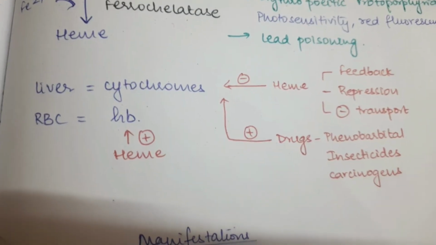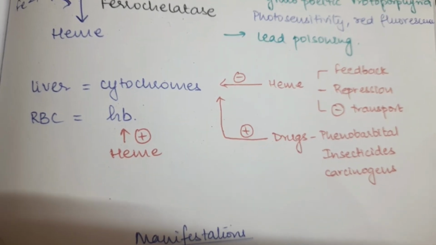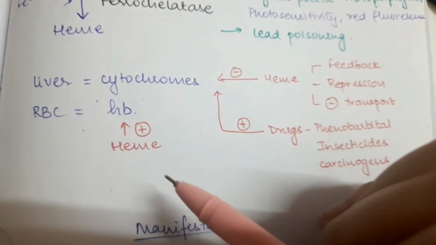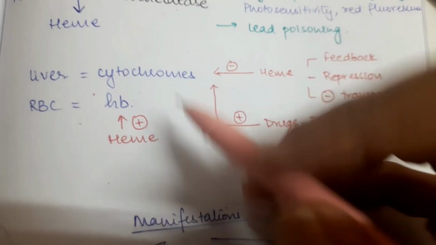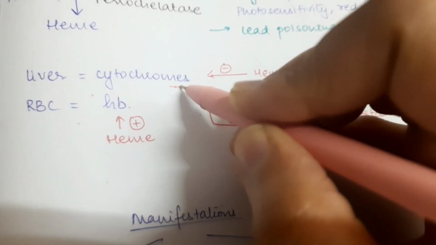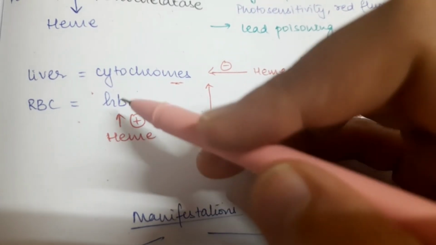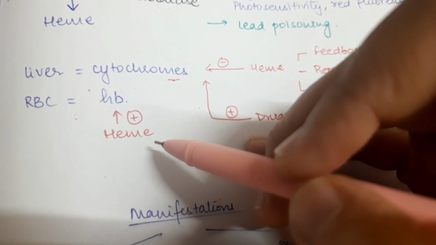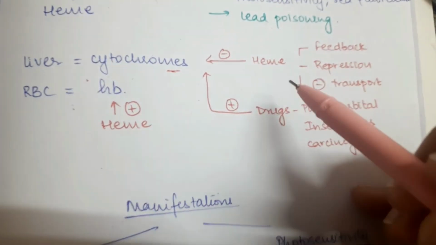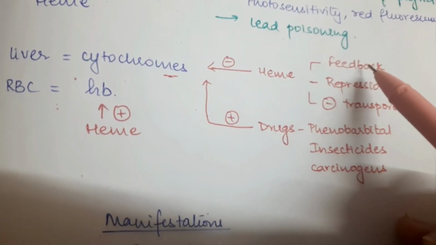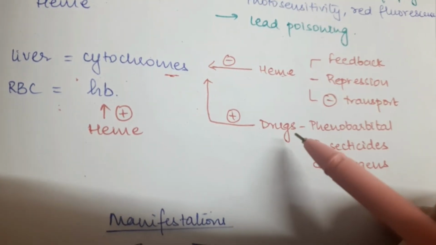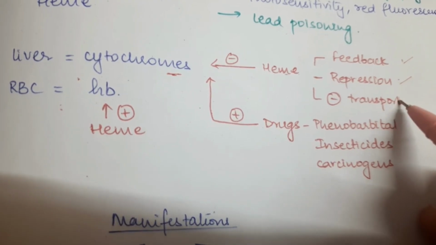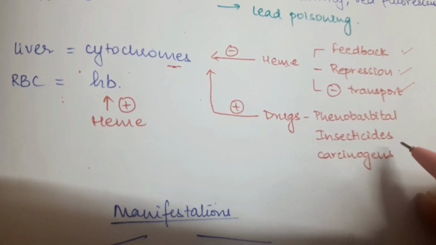Now, if we look at the regulation of this process of heme synthesis, we note that the process happens in two places, the liver and the RBCs. In the liver, heme formation is required to form all the cytochrome enzymes, whereas in the red blood cells, heme formation is obviously required for the formation of hemoglobin. In the liver, inhibition of heme formation is done by heme itself. And this is done by the processes of feedback inhibition, repression, or by inhibiting transport.